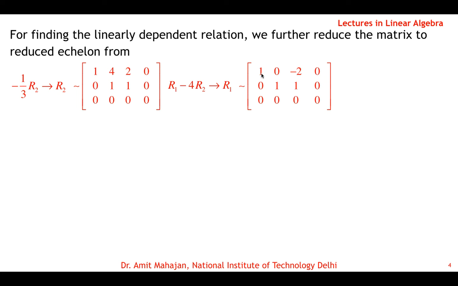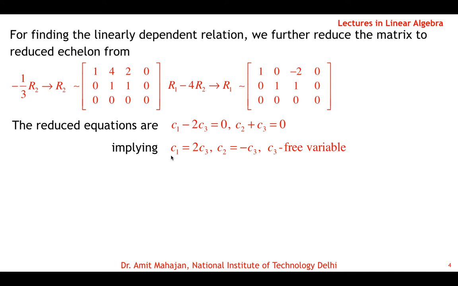Immediately we can get C1 in terms of C3 and C2 in terms of C3. The first equation says C1 minus 2 C3 is 0, and the second equation says C2 plus C3 equals 0. Solving this, C1 equals 2 C3 and C2 equals minus C3, and C3 is a free variable because this column is a non-pivot column. Now you can choose any non-zero value of C3, say 1 or 2 or 3 or minus 1 or minus 2, whatever.